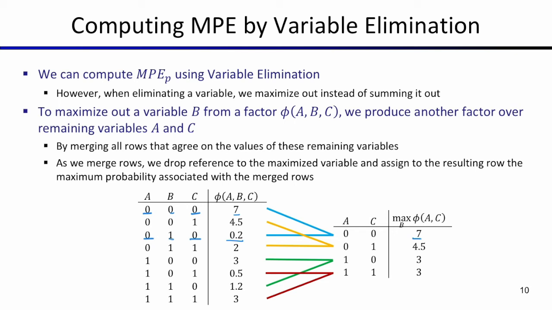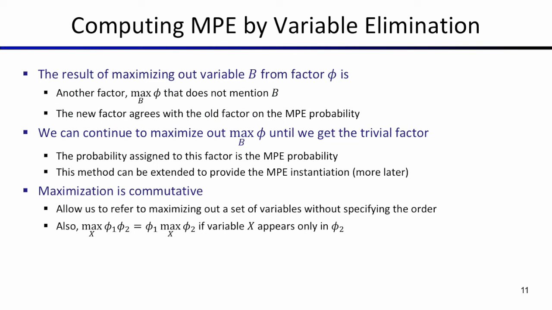So here the colors are indicating the rows that we have to compare, and we take the maximum between them. When we maximize out a variable B, for instance, from the factor phi, what we get is another factor that does not mention variable B anymore. But more important than that is that the new factor agrees with the older factor about what is the MPE probability of the assignments. So what we do when we are computing the MPE by variable elimination is to maximize out all the variables that we have in the query until we get the trivial factor.